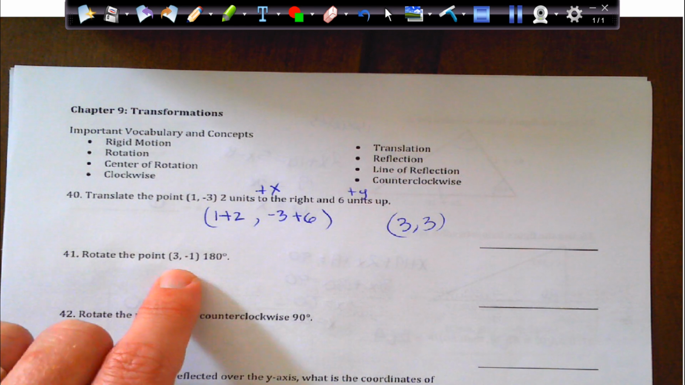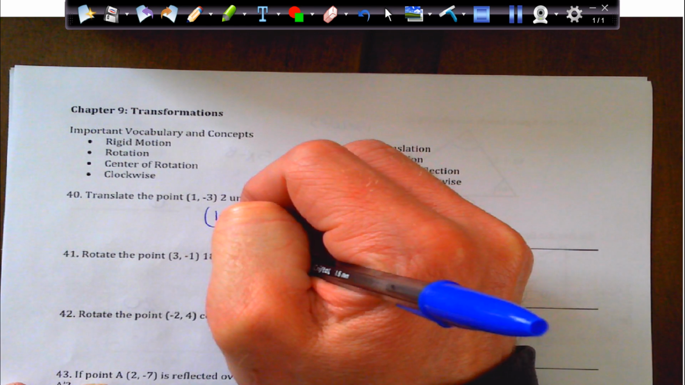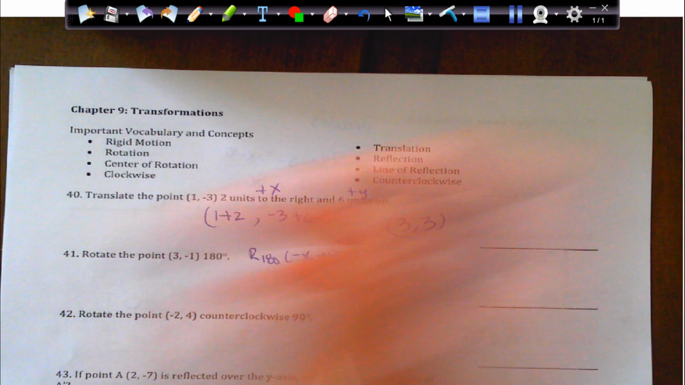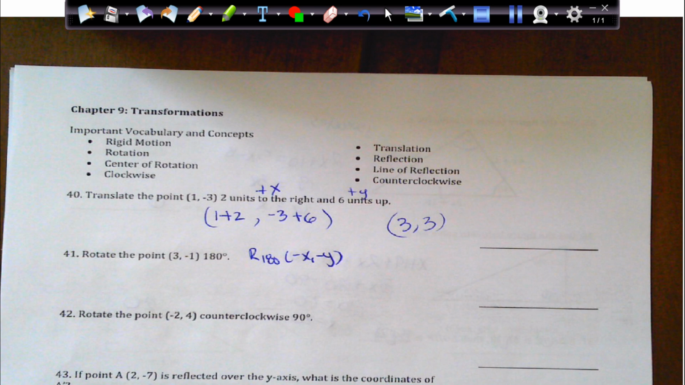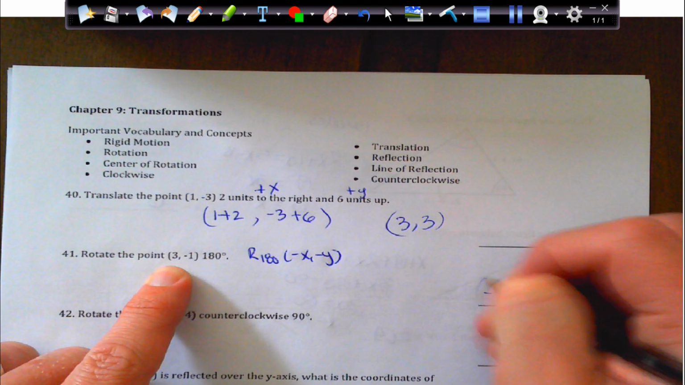Rotate the point 180 degrees. Now I remember the rule. Rotate 180 is negative x, negative y. So we just changed the sign. This becomes negative 3, positive 1.